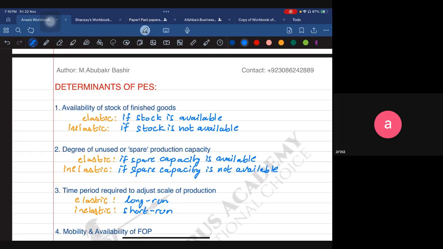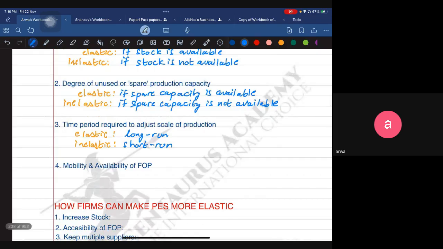So now the next one, mobility and availability of factors of production. Mobility is basically when you can move the factors of production between different products or different uses. For elastic supply, if the labor is mobile, if they have a lot of skills, they can produce a lot of products. You're multi-skilled, so that would help them to increase production of more products.